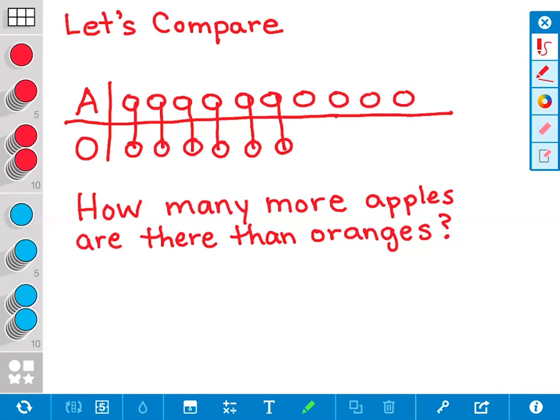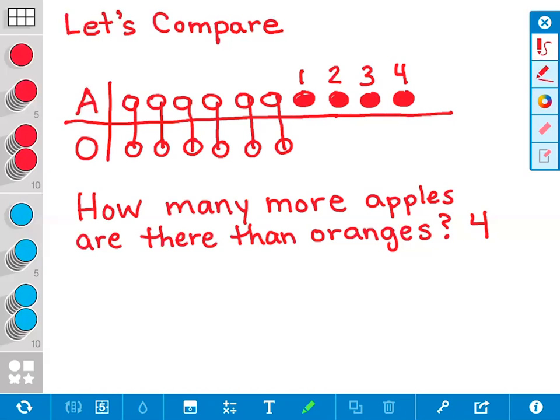Well, I can just look up the chart and I see one more, I see two more, I see three more, I see four more. Four more. I can see it. It's right there. One, two, three, and four. Four more. Four more apples than oranges.